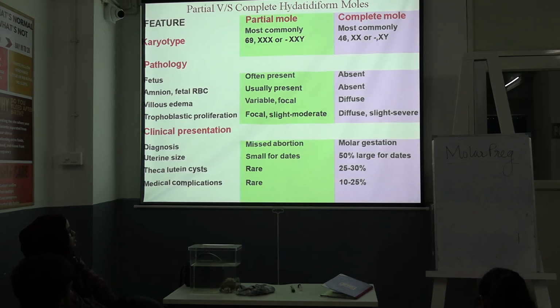That is in early gestation, and later on obviously you can see the fetal tissue. Uterine size is more than the date of gestation in more than 50% of cases of complete mole, and in partial mole it will be small for date, because the fetus has not grown that much and the trophoblast has also not grown that much. That's why it will be small for date. Theca lutein cysts will be more in the complete mole. Why are theca lutein cysts there?